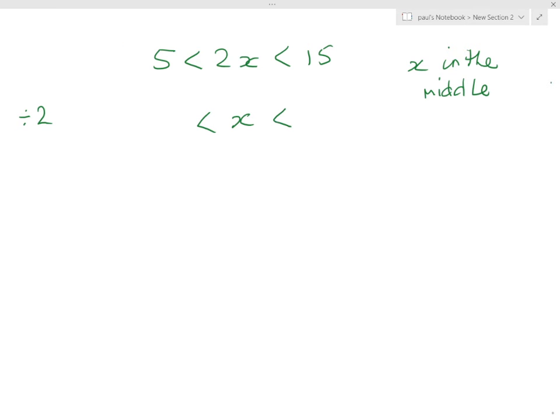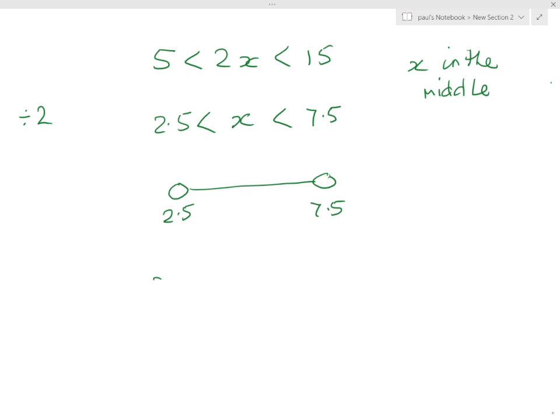There's the signs. 15 divided by 2 is 7.5. 5 divided by 2 is 2.5. And so x is in between. So if this was on a number line, you'd have 2.5 and 7.5, and x is in the middle of those two.